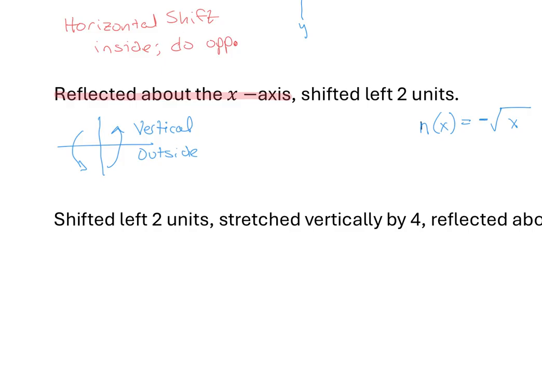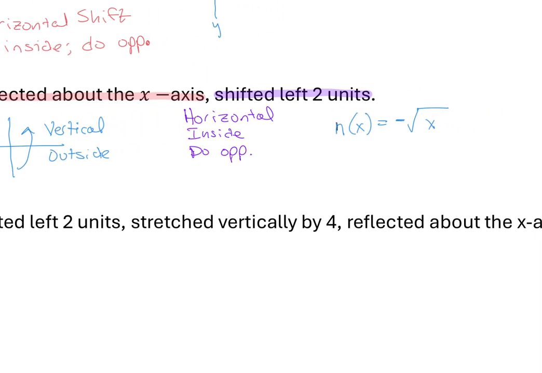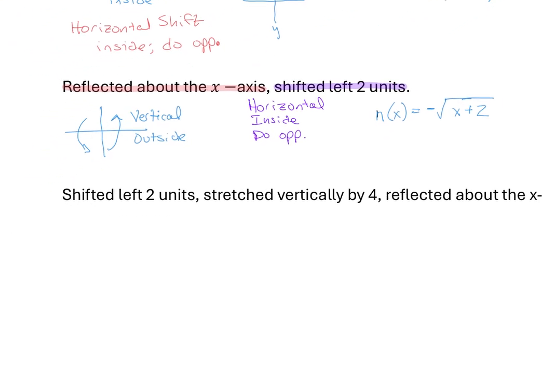The next thing that we have is we have shifted left 2 units. And so this is going to be inside. It is horizontal. It is going to be inside. And left 2 means I want to subtract 2. And remember that we do the opposite. So instead of minus 2 inside my square root, I want it to be a plus 2. And there is our equation.